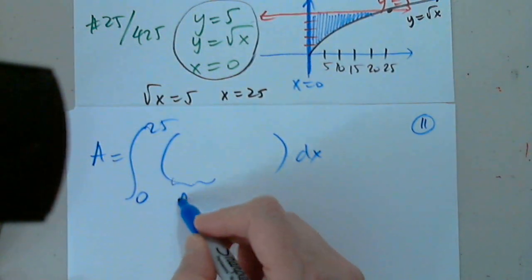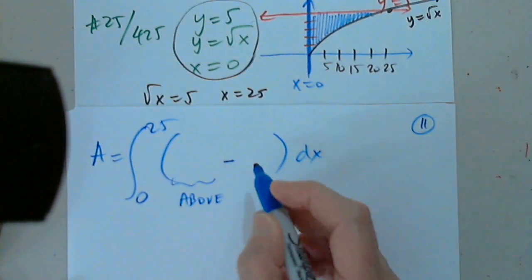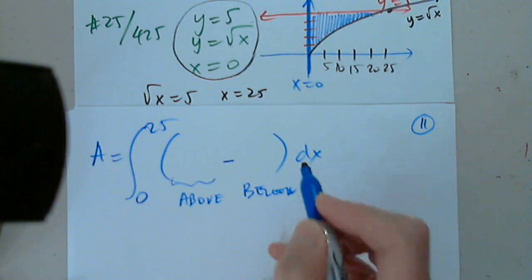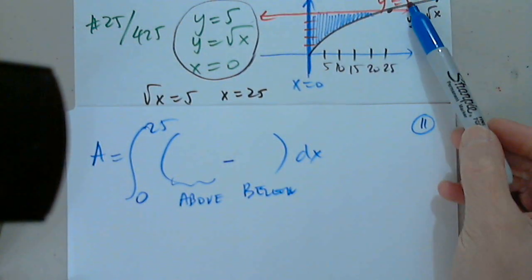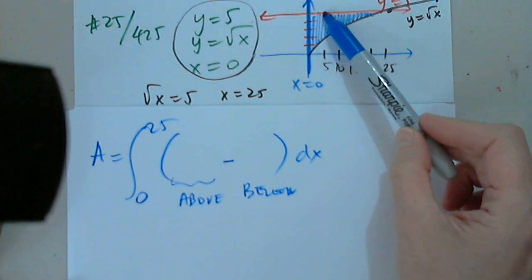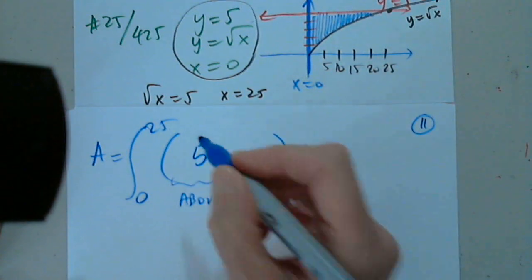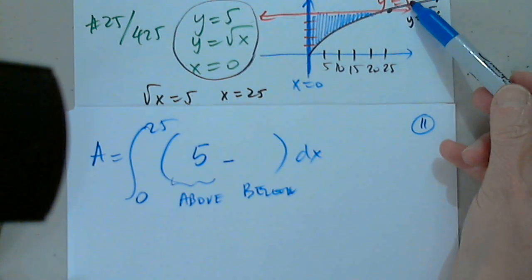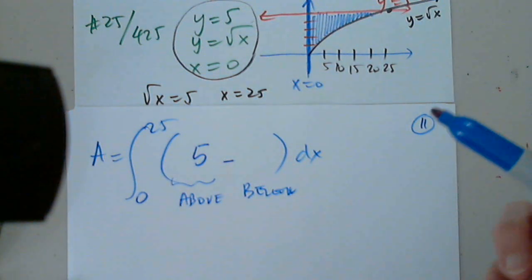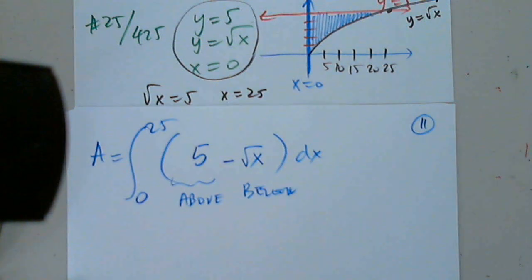From above minus below. Which function is above? It'd just be 5. That's it. Which function is below? Square root of x. That's it.